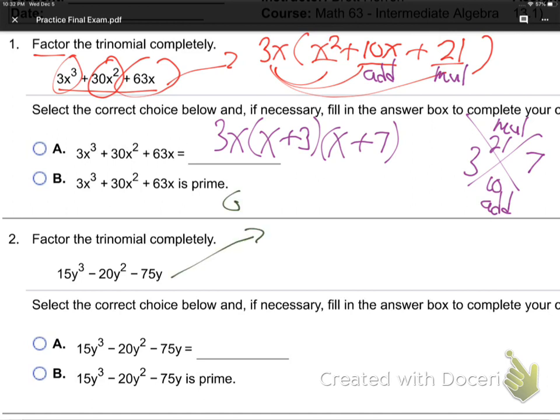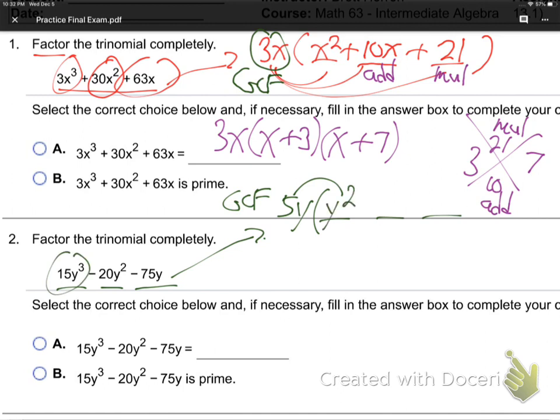First step again is GCF. That's like this was the GCF. What goes into all three of those? 5, let's put up here. 5y. That leaves 5y times what, and what? To go back to y cubed, 5y times y squared, and the next one minus 4y, because that'll make minus 20y squared, and the next one minus 15, because 5y times minus 15 will go back to minus 75y.